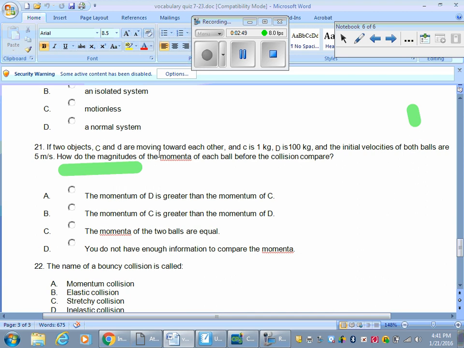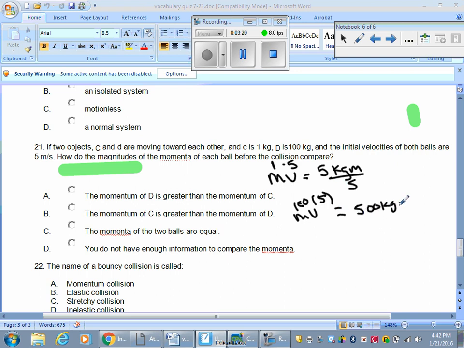Okay, two objects, one is 1 kilogram, one is 100. They have the same velocity. How do the momenta compare? Well, you have to do m times v for this one. This is momentum, right? Which one has a bigger momentum? I got 1 kilogram times 5 meters per second, 5 kilogram meters per second. Or you can do m times v with the second one, 100 times 5. So what's that momentum? That's 500 kilogram meters per second. Okay, so that one has more momentum. So object D has more momentum.